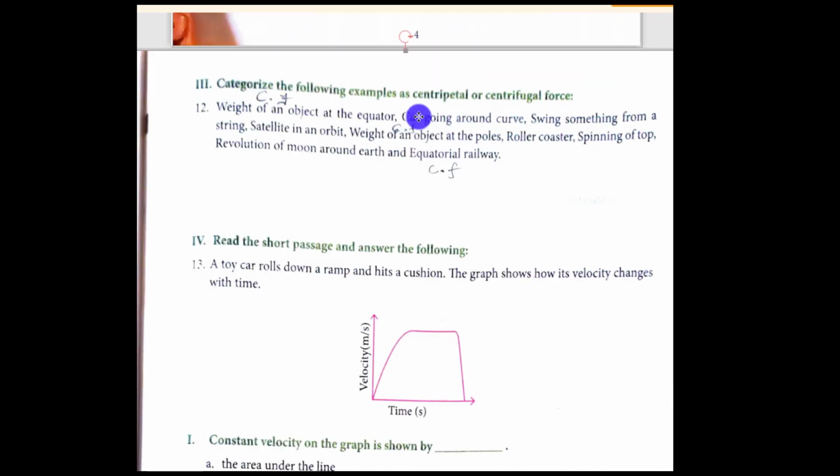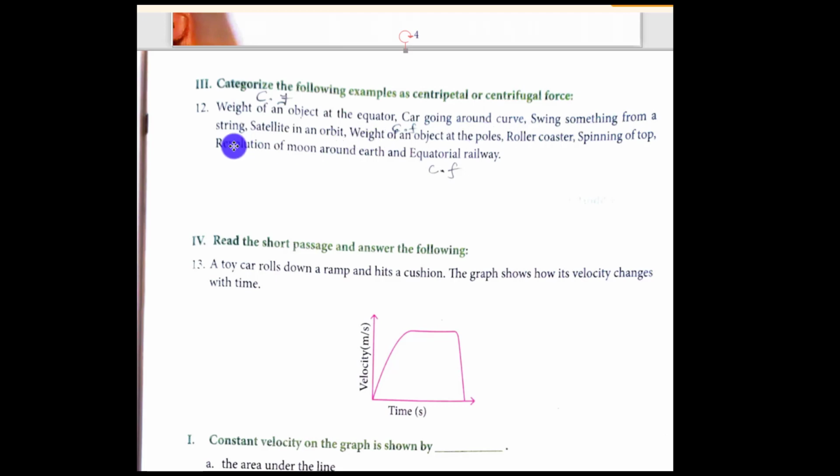Categorize the following examples as centripetal and centrifugal force. You analyze these examples, and if the force is acting radially inward, then you have to choose it as centripetal force. If the force is acting radially outward, then it is centrifugal force. CF means centrifugal force. Weight of an object at the equator. Car going around the curve. This is centripetal. CP.